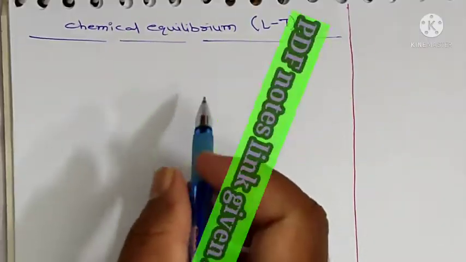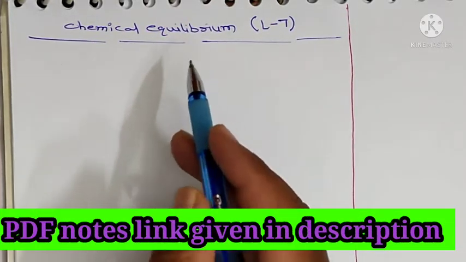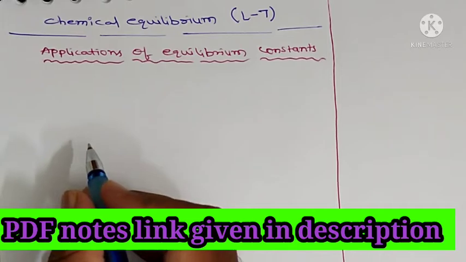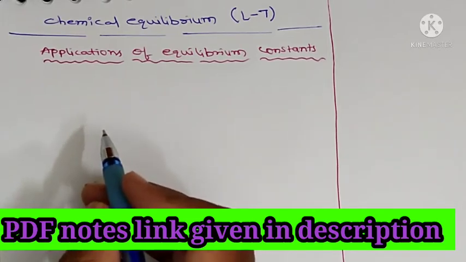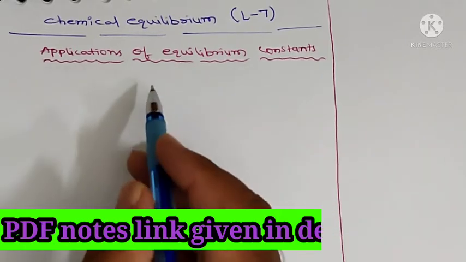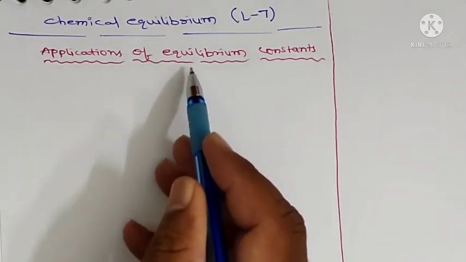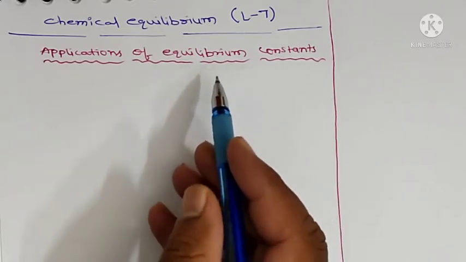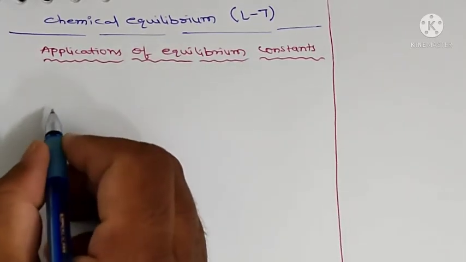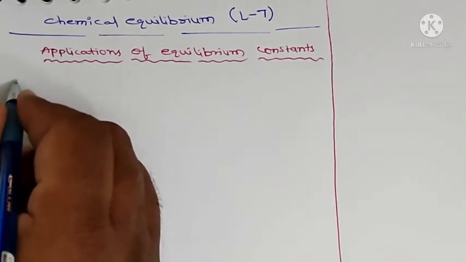Hello students, welcome to lecture 7 of chemical equilibrium. In the previous class we discussed homogeneous equilibria and heterogeneous equilibria. In this lecture our topic is applications of equilibrium constants. The important features of equilibrium constants.